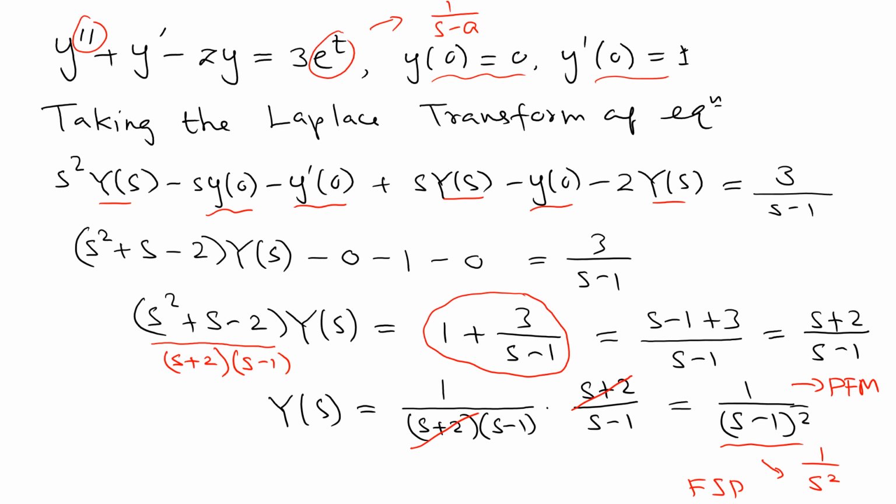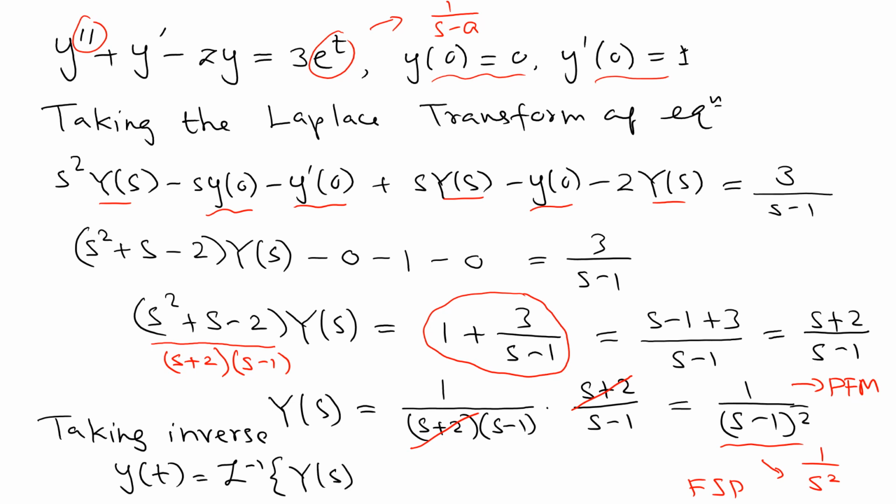So taking the inverse now, you can directly write the answer. It is simply y(t), that's the inverse of Y(s). So we take the inverse of the expression, and you can see the main form is 1 over s squared. That means it's t. We know that 1 over s squared is coming from t. The Laplace transform of t is 1 over s squared.